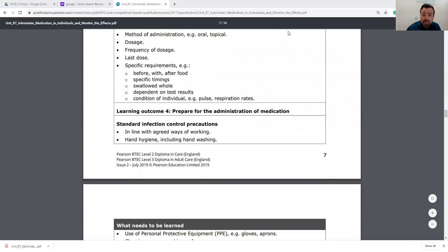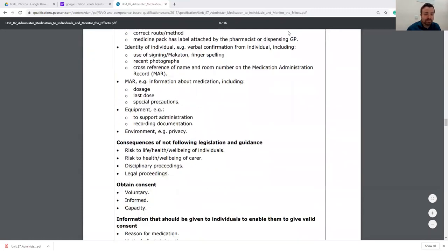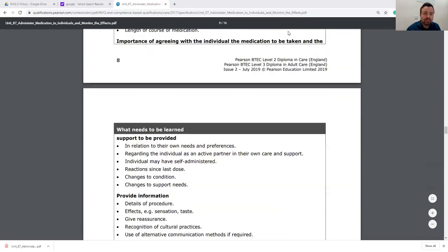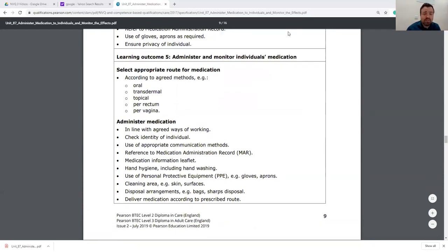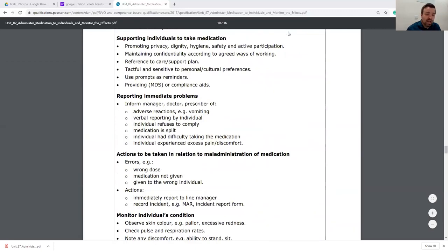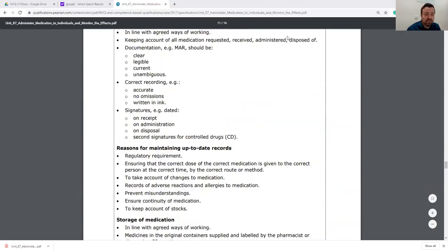Learning Outcome 4, preparing the medication. Again, in agreed ways, good hand washing, good PPE, cleaning the areas and disposing. And again, consent, making sure that we gain that consent throughout. Administer and monitor the individual's condition, again, depending on how it's given. We would follow the administration records and MAR charts, record and observe any adverse reactions as we've already covered.